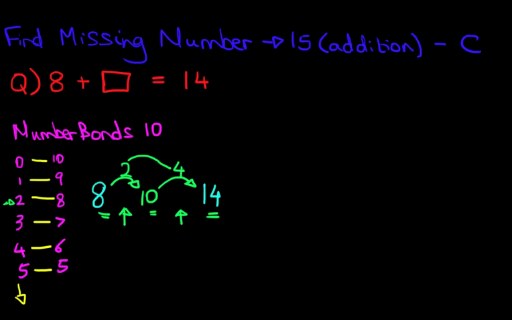So what is 2 plus 4? The answer is 6. And there we have it. The answer is 6. It's as easy as that. Let's write this down.